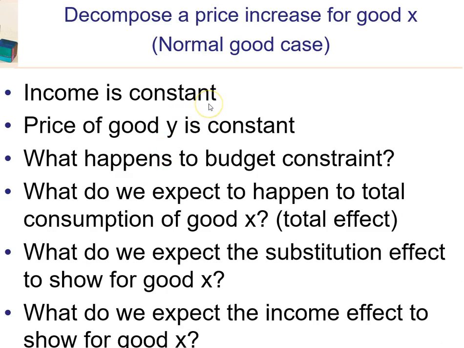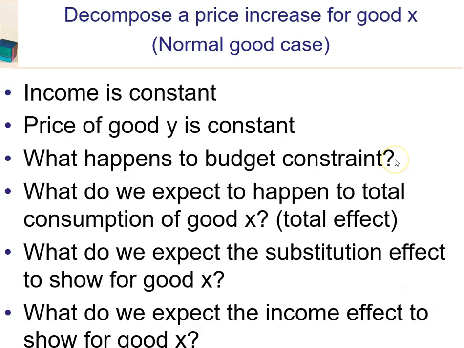Consider the following case. Again, the price went up for good X, and good X is a normal good, which of course we know what that means. If as your income rises, you buy more of good X. As income falls, you buy less of good X. So let's hold our income constant, and let's keep the price of the other good Y constant. So the only thing that's happening is there's a price increase of good X.